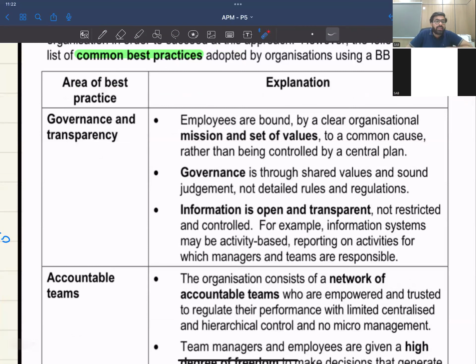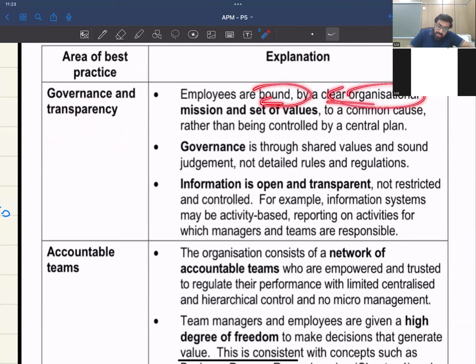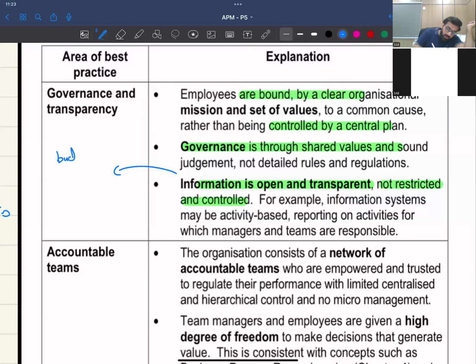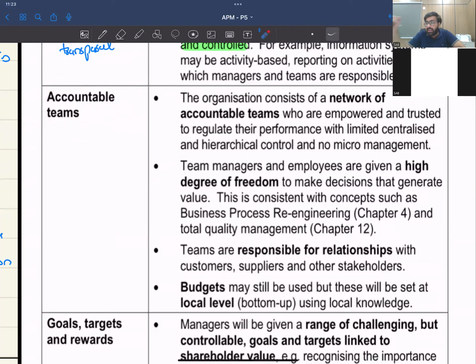Now, what are the common best practices? It's simple. Governance and transparency. Employees are bound by a clear organizational mission and set of values and a common cause, rather than being controlled by a central plan. So employees should be clear. Sometimes there is a budgeting exercise, but employees don't know about your approach. Employees should be clear about what they are budgeting and how they are being controlled. There should be good governance and shared values, and information should be open and transparent rather than restricted and controlled. Whoever is involved in the budgeting team shall be transparent. I'm not saying that budgets should be communicated to each and every person in the entity, but to the relevant ones.